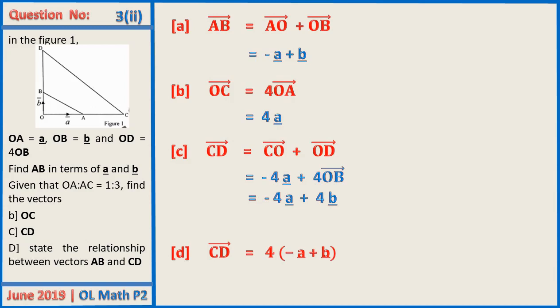For D, state the relationship between the vectors AB and CD. Here they have said state. You can just put the answer, but it is good to show. Our CD here is equal to minus 4a plus 4b. If you factorize CD, we'll have 4 into minus a plus b. And we know that minus a plus b is equal to AB, according to A up there at the top of the screen. So CD is equal to 4AB. So vectors AB and CD are parallel.